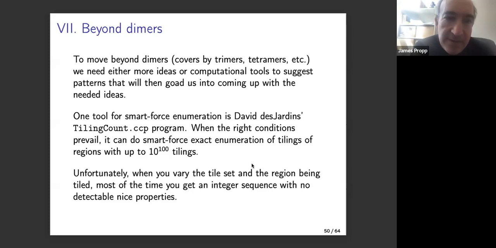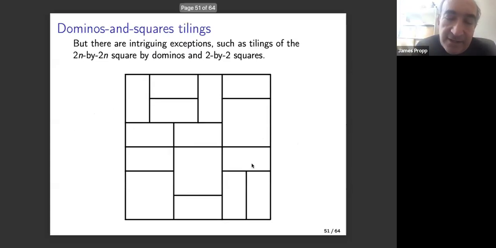Now, I've done lots of experiments with Tiling Count, and most of the time when I vary the tile set in the region being tiled, I get an integer sequence with no detectable nice properties, which may not mean there's nothing there. It may mean I just don't know how to find what's there. But there are intriguing exceptions where even I can see some interesting patterns.